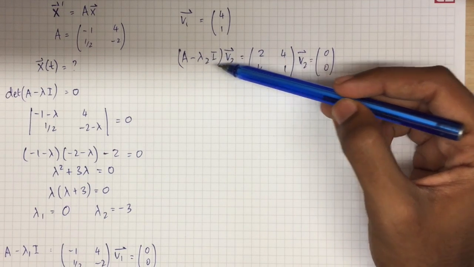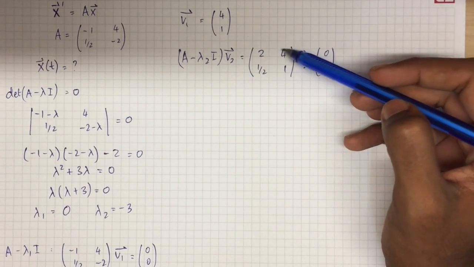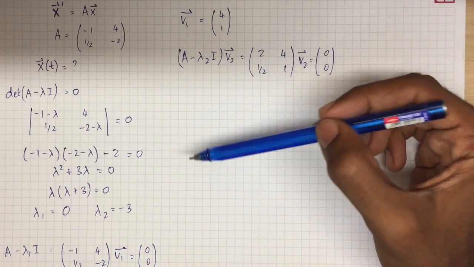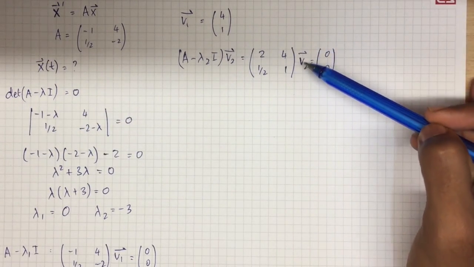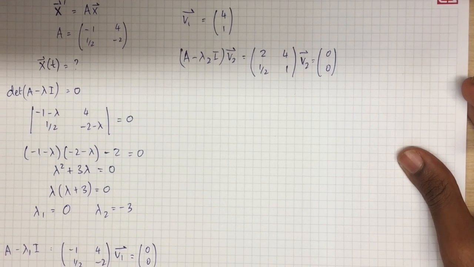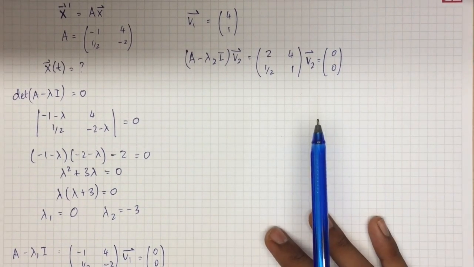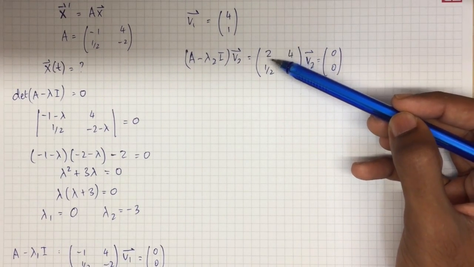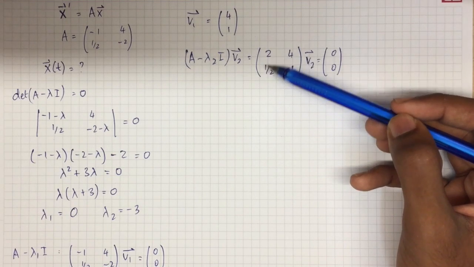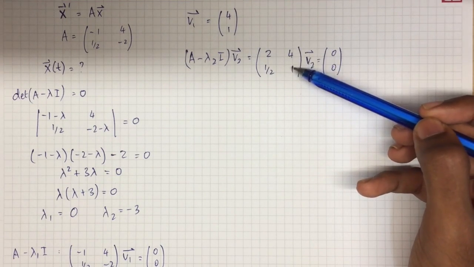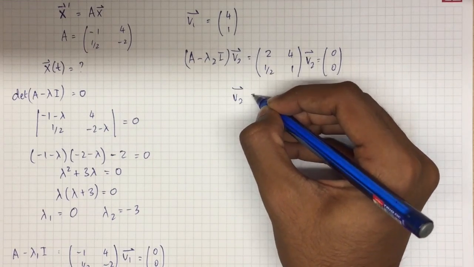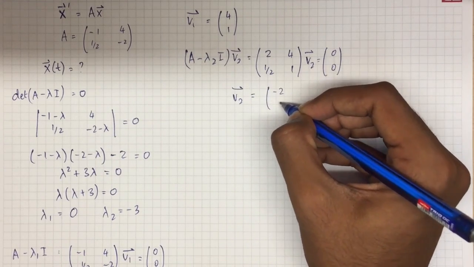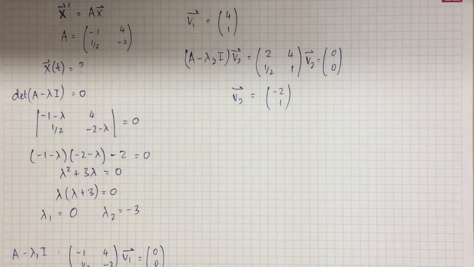I'm doing a similar thing for v2. When I plug my second eigenvalue into A minus lambda I, I get this matrix times my eigenvector, which has to give me the 0 vector. If I multiply this column by -2 and add it to this column, I can get my 0 vector. So my second eigenvector is (-2, 1), or equivalently (2, -1).